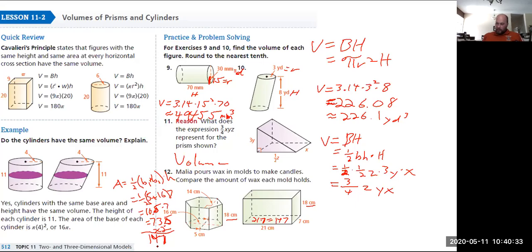All right. Well, wait a minute. That 147 and this one had 147. So the base area was exactly the same. Well, the base area is the same, and these are both prisms, and the height's the same. Well, then the volume must be the same. So on here, what do you know about the amount of wax each mold holds? It is the same. And why do we know this without doing the entire problem? Because of Cavalieri's principle.